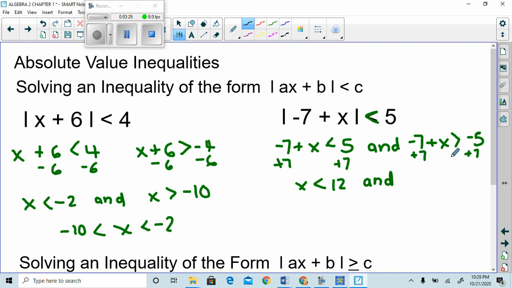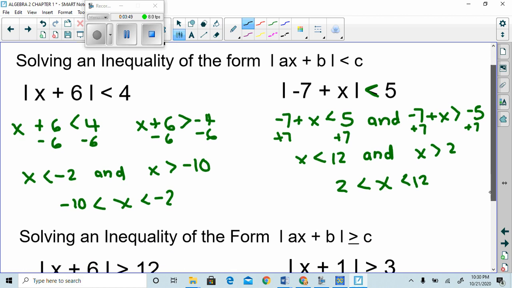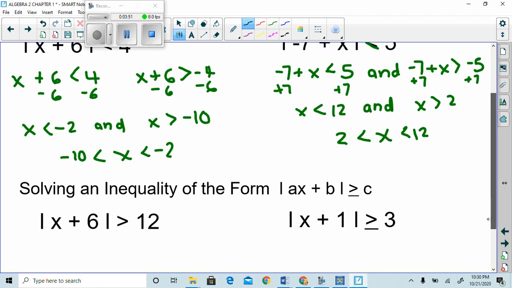And these could be two steps as well. x is greater than 2. So if I write this, I have my variable in the center. This says that x is going to be less than 12 and x is going to be greater than 2. The more we do, the easier this becomes.